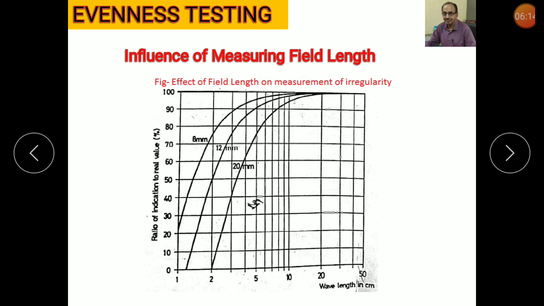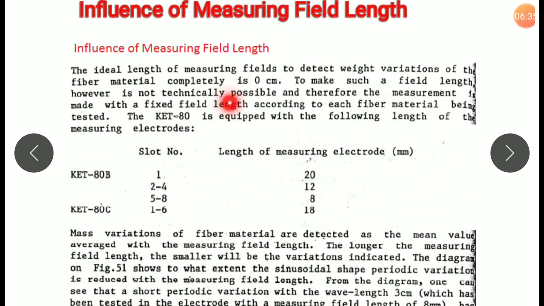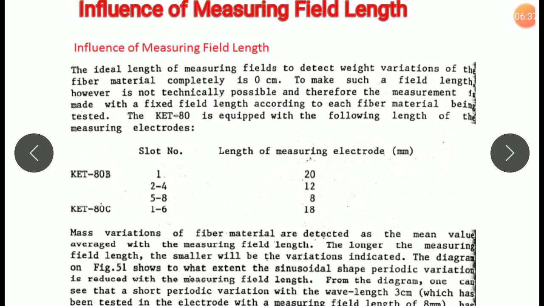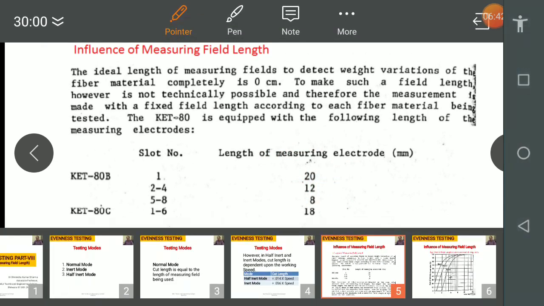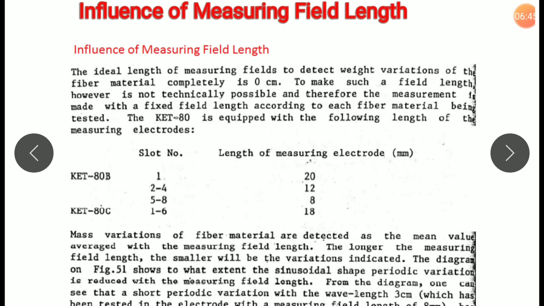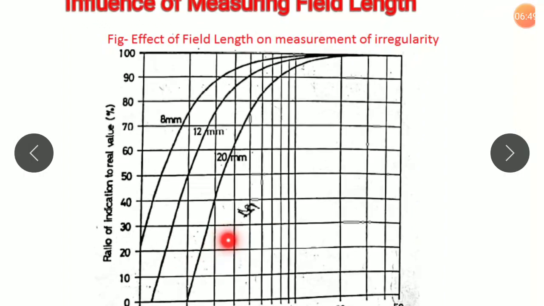What should the cut length be? It should be as small as possible, so that all the variations present in the material are detected. Theoretically it should be 0 or quite near to 0. However, these are the cut lengths as we had discussed: 8 mm, 12 mm and 20 mm. So why do we use these cut lengths?